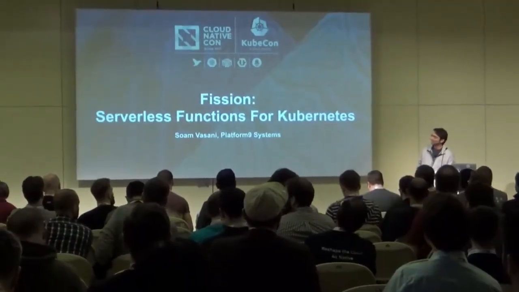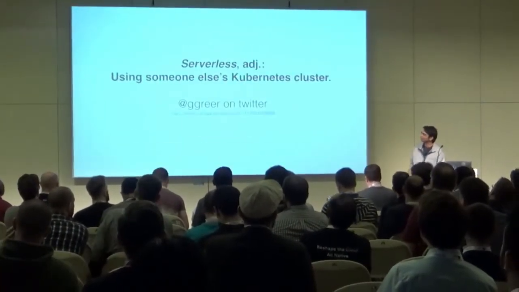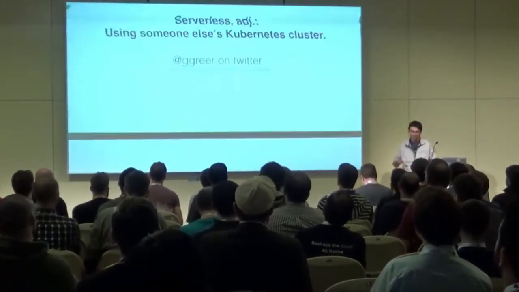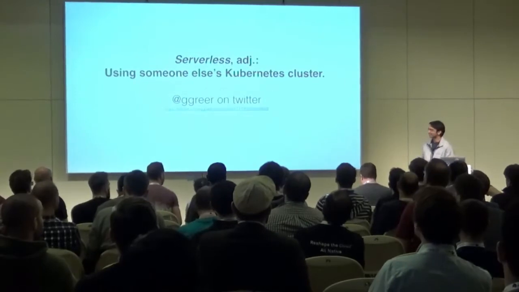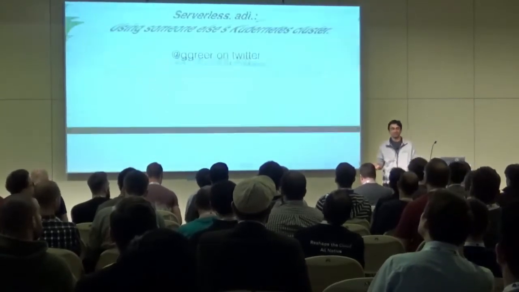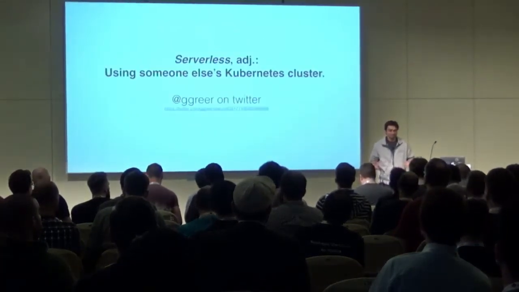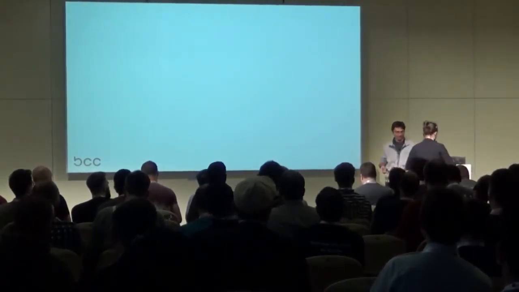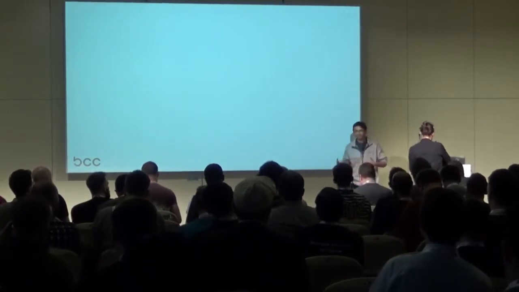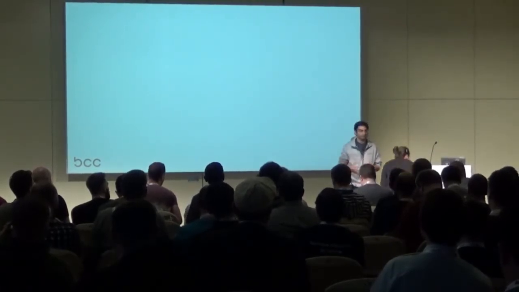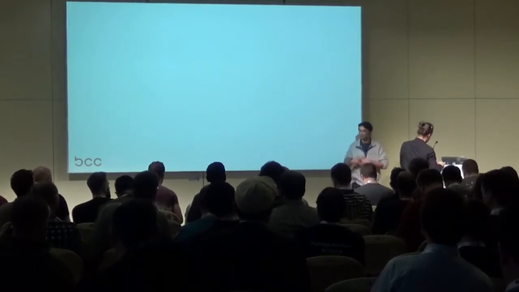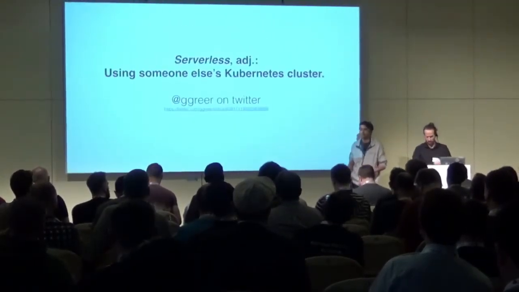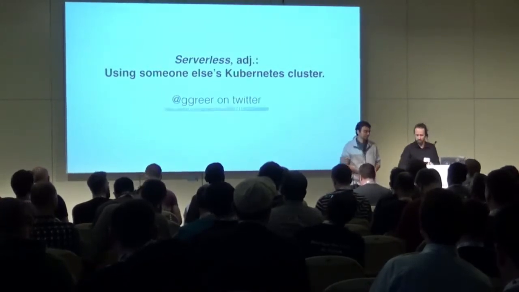So I read this tweet the other day, and I just had to put it up. Basically, what it says is serverless means using somebody else's Kubernetes cluster. And I kind of agree with that, don't you think? It makes sense, because if somebody else is managing all the nodes for you, and all you get is an API endpoint that you can deploy anything to, isn't that serverless? So what else do you need?